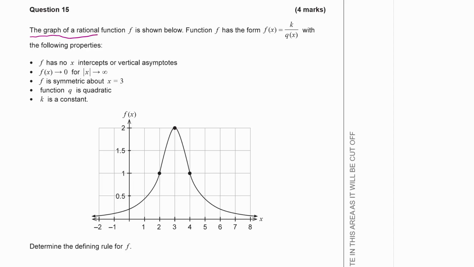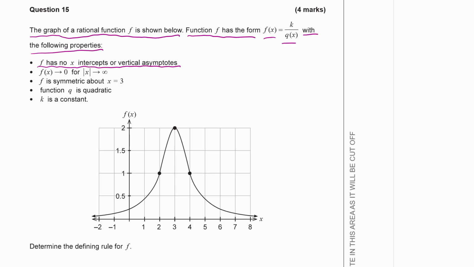The graph of a rational function f is shown below. Function f has the form f of x is k over q of x, with the following properties. f of x has no x-intercepts or vertical asymptotes.